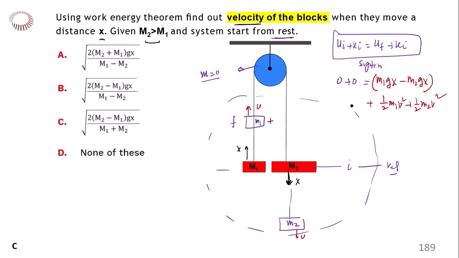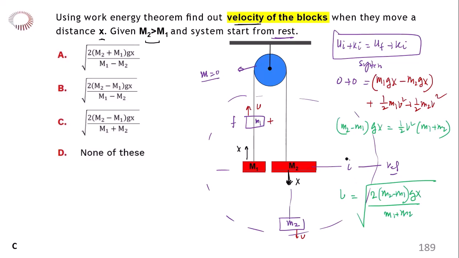So if I change the sign, that should be equal to (m2 minus m1) g x, which equals half v square into (m1 plus m2). Ultimately, I can write v equal to the square root of 2 times (m2 minus m1) g x divided by (m1 plus m2). That will be the answer. So option C is the correct one.